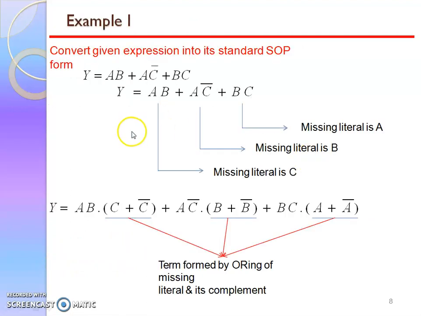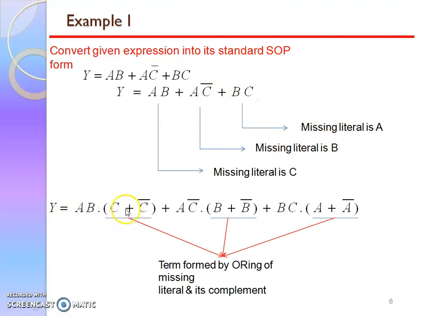Now here is the first example of how to convert an SOP into the standard SOP. Here y equals ab plus a c bar plus bc. Now we observe that there are three literals, that is variables a, b and c. In the first term we observe a and b only, so the missing literal is c. In the term a c bar, b is missing, only a and c are present, so the missing literal is b. And in bc, a is missing.